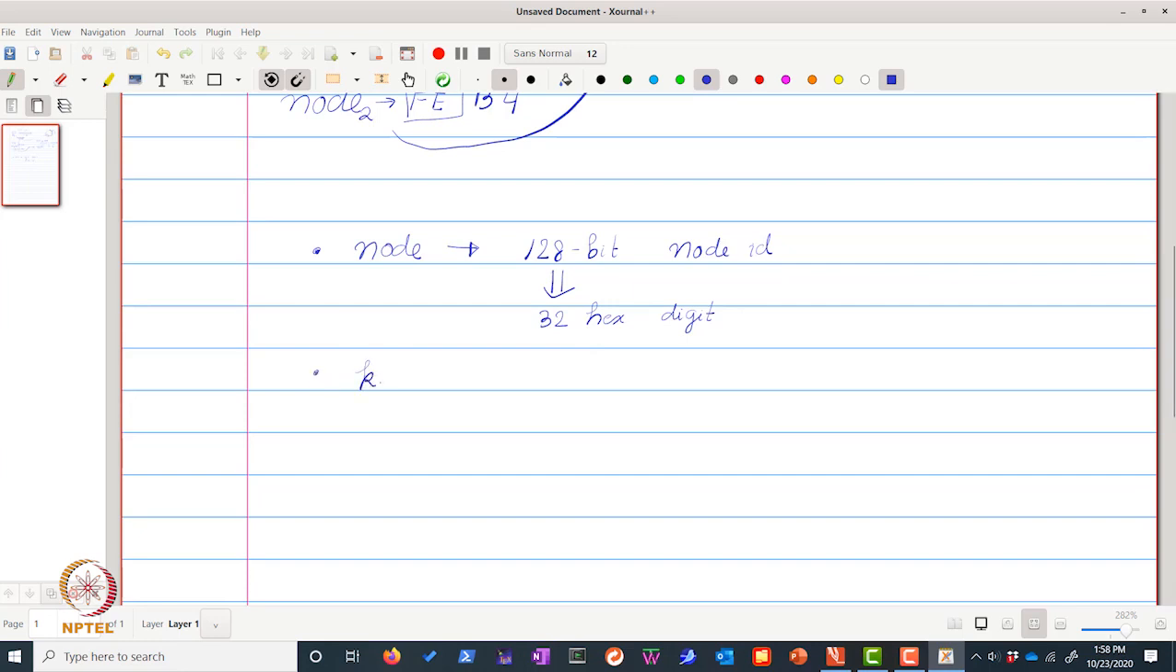The second is the key. Well, the key also we do the same. We have 32 hex digits, right? And then we start from the left as we did, and then essentially we do a process of matching, where essentially we match digit by digit. Well, how do we match it?